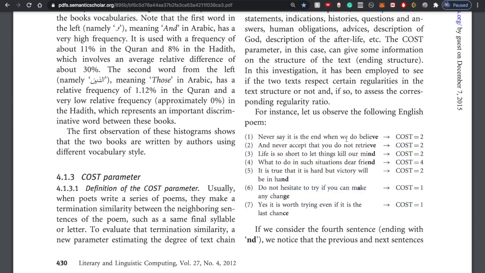You can see here that they say never say it is the end, blah blah blah. Okay, so the ending of this sentence is believe, and the next is retrieve, and the next is mind, right? So believe and retrieve have the same ending, ve, right? So they both get a cost value of 2. This gets a cost value of 2 because below believe is retrieve, which is the same one, and retrieve gets a cost value of 2 because above it is believe and it has the same ending.